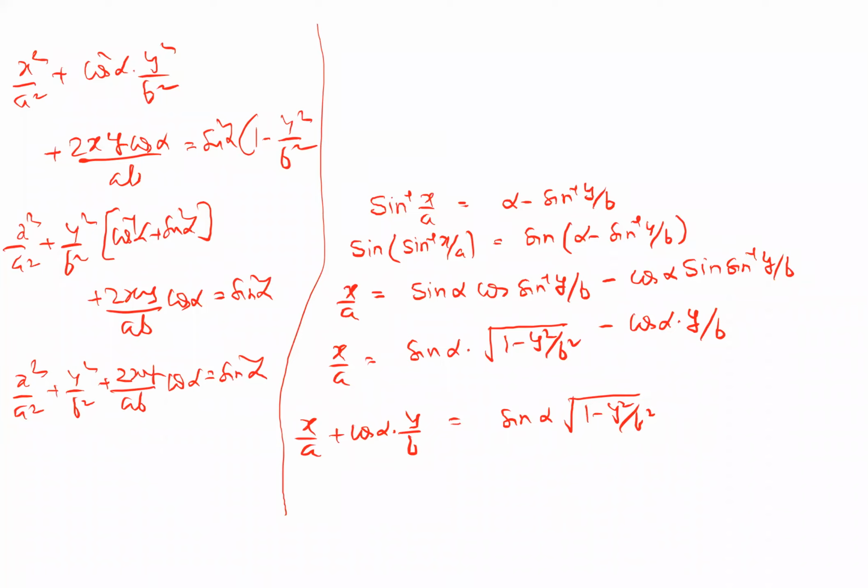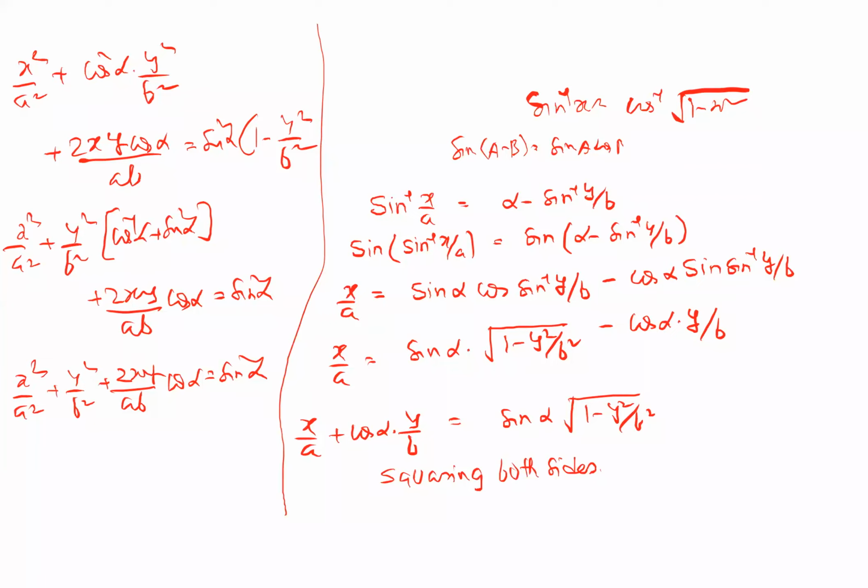See, we studied sin inverse x equal to cos inverse under root of 1 minus x square. Yes, squaring both sides. Which is the third step? See, the sin a minus b formula. Sin a minus b is sin a cos b minus cos a sin b. So sin alpha minus cos of sin inverse y by b minus cos alpha sin of sin inverse y by b. So cos of sin inverse y by b is under root of 1 minus y square by b square. Cos alpha. Sin of sin inverse y by b is, of course, y by b.